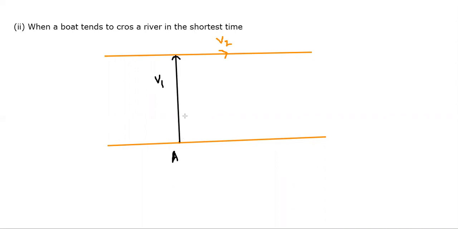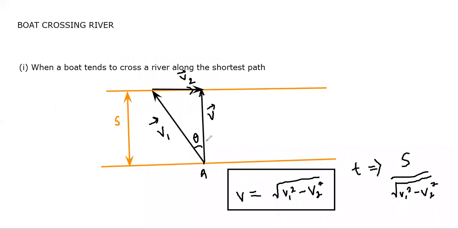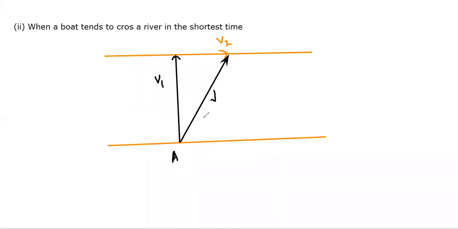The boat will not be going straight because of the speed of the stream. It would be going something like this. So this would be V. The velocity would be V here. V1 was straight, but the direction in which the boat was actually going has velocity V. In this case, the boat is going in this direction. So the speed I have given here is V.